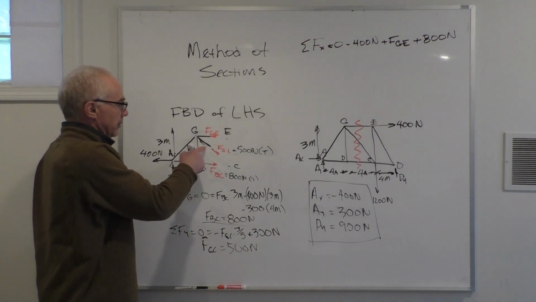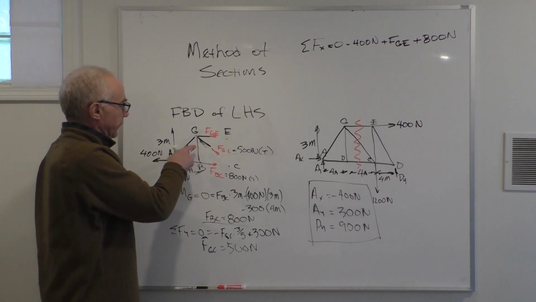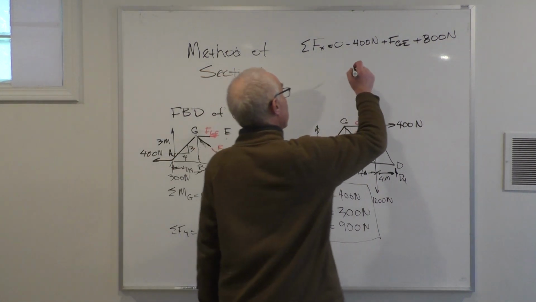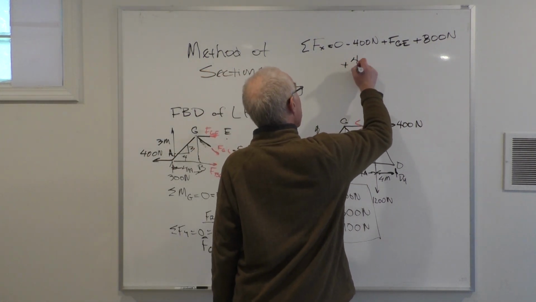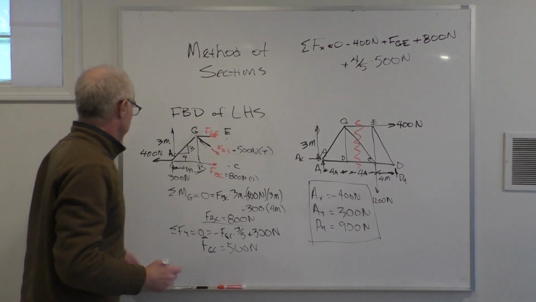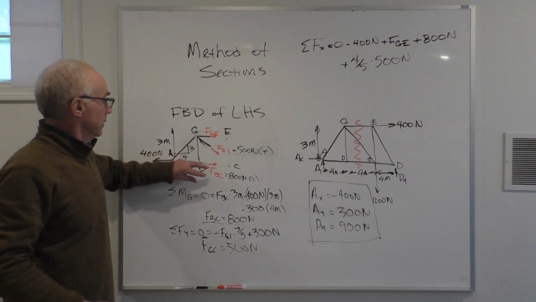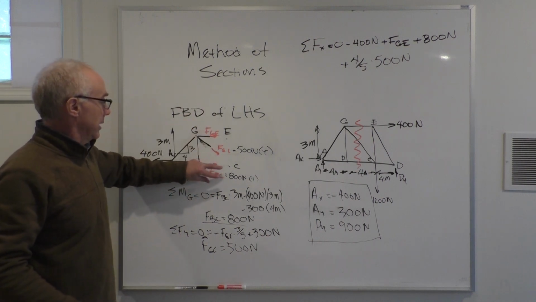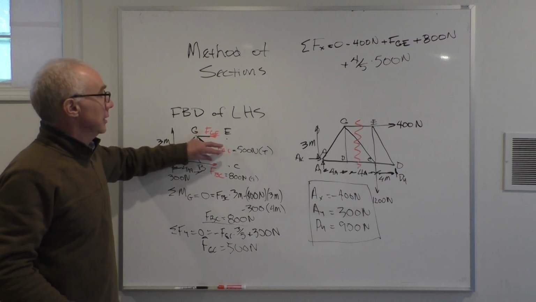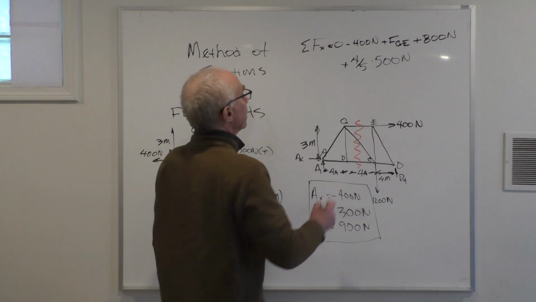What else do we have? Oh, we have our FGC. FGC is 500 in this direction, and since it's a 3, 4, 5 triangle with 4 in this direction, it's going to be 4/5 times our 500 newtons. That'll be to the right, so plus 4 over 5 times 500 newtons. Let's see if we got all of them. There's the negative 400 newtons, FGE, FBC with the 800 newtons, and FGC, which is 500 times 4 over 5. That looks exactly right.